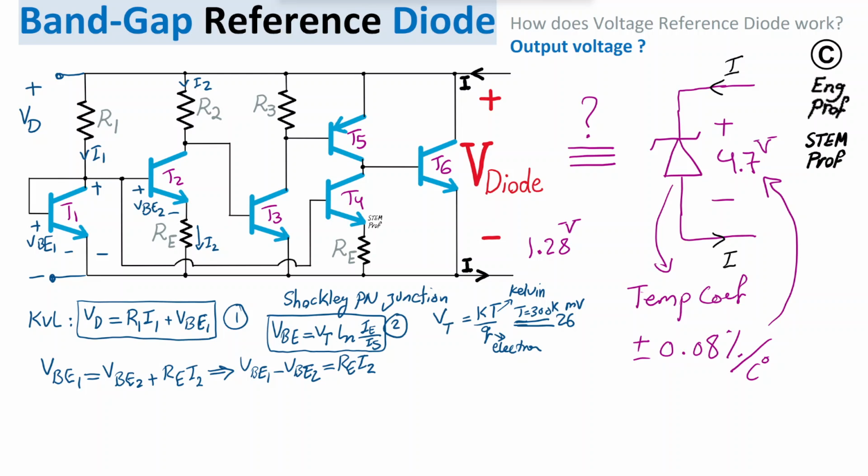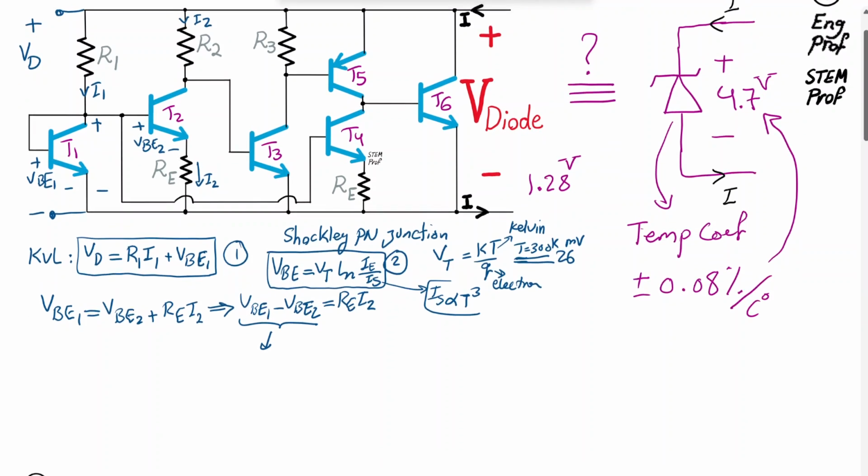IS is the saturation current of the transistor, which depends heavily on temperature. IS is roughly proportional to the temperature of the junction to the power 3, so temperature cubed. So it is very sensitive to temperature. We want to get rid of it, and that's exactly what is achieved by these two. The reason that in this band gap reference we have these two branches is mainly just to get rid of the IS. That is happening here. So let's substitute using equation 2.